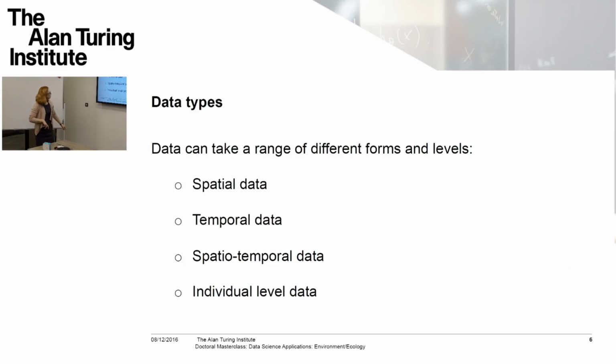So, different types of data. I've split them up with regard to environment and ecology. Spatial data, where data is collected at different points in space. Temporal data, where we collect data over time. Spatiotemporal data is where we have both spatial and temporal data. And individual level data is really more looking at, in my case, ecological type things, where you collect data on an individual, typically over time. So it's a much lower level type of data rather than the larger environmental type data.